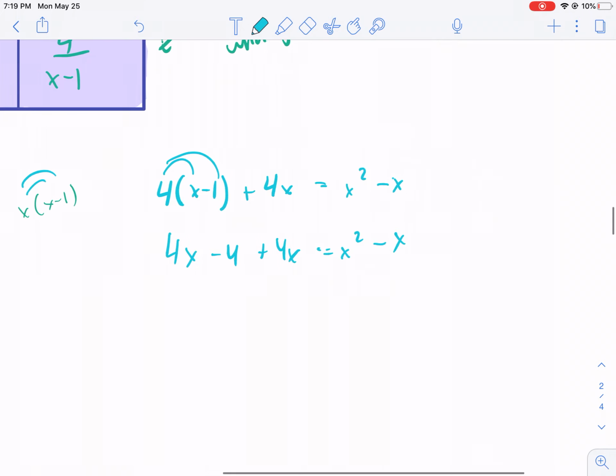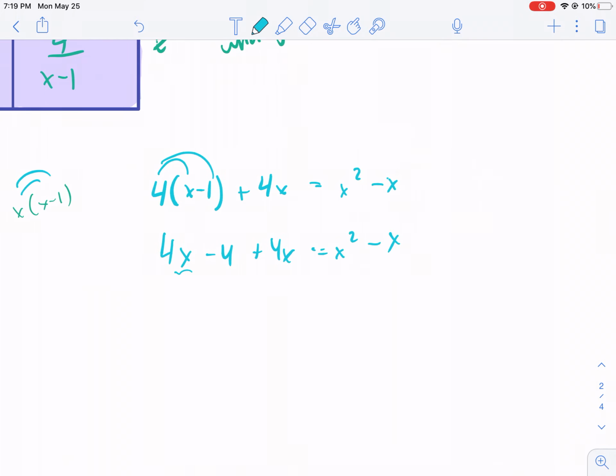Get everything over to one side. We have 8x here, so I'm going to subtract 8x from both sides. And I'm going to add 4 to both sides. So what happens when we do that? We get 0 equals x squared minus 9x plus 4.